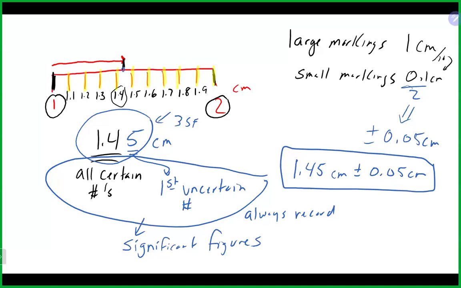Obviously, the uncertainty lies in the last digit. You're basically saying, I think in this case it's 1.45, but hey, it might be like 1.46, might be like 1.44. The uncertainty lies in that last digit. Question?